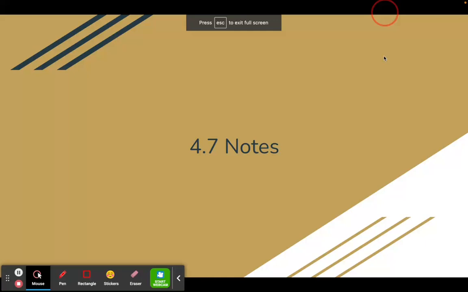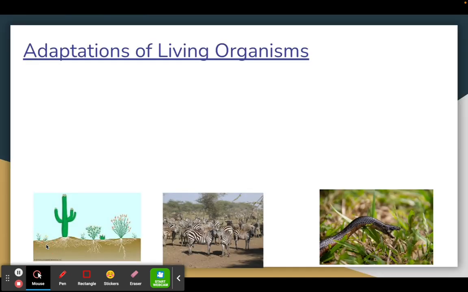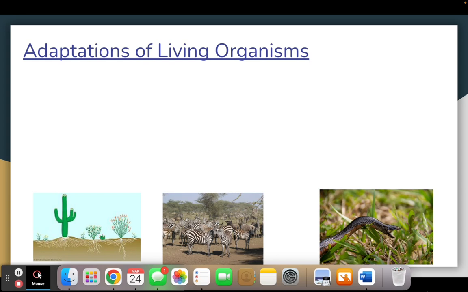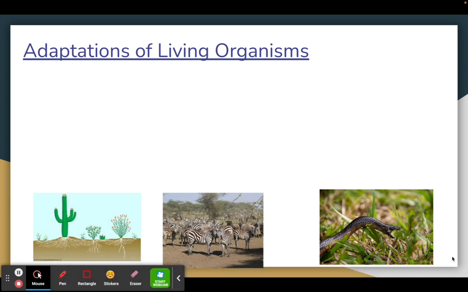These are going to be our instructional notes for 4.7. This is our last section for this unit, and we are going to be wrapping up ecology. So have your notes out and ready. Here we go. This last section that we're going to discuss is the adaptations of living organisms.